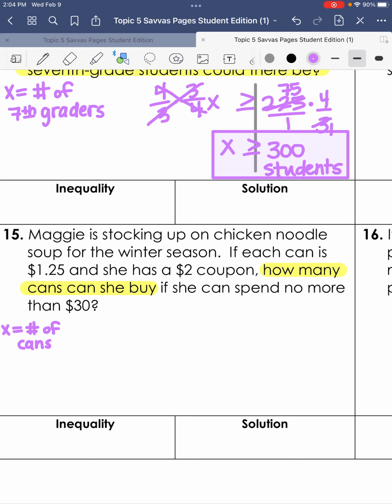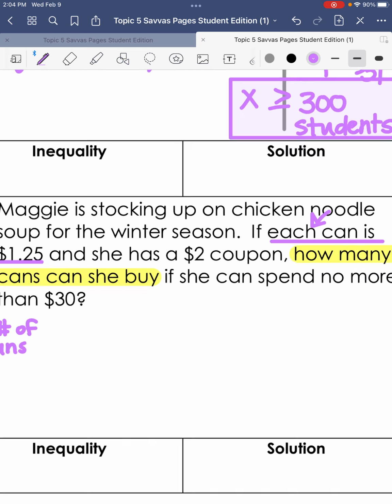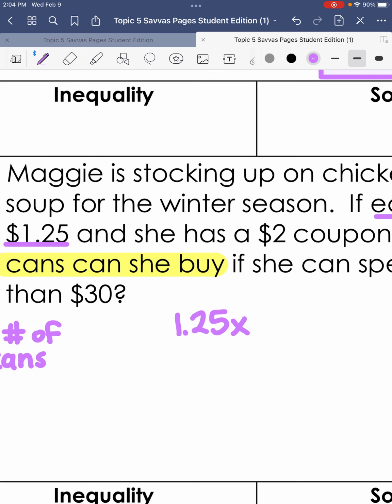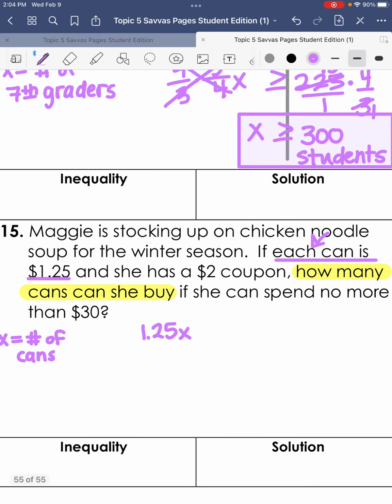Now, what else is important that I might circle? Okay, well, each can is $1.25. Notice that keyword, each. What do you know about 1.25 in your inequality? It needs to be attached to my variable. Okay, so let's go ahead and attach it to my variable. We know we're going to have 1.25x, right?